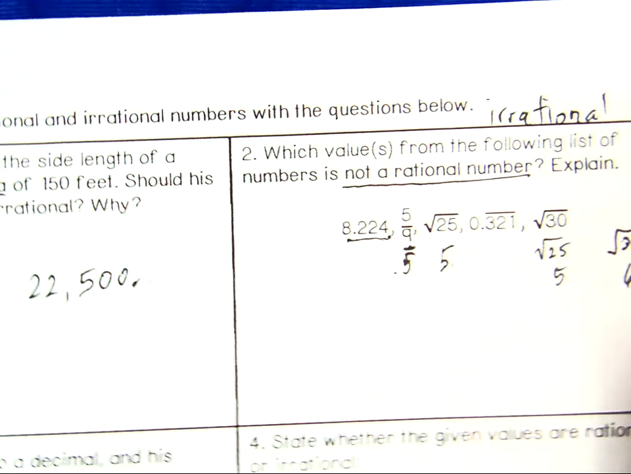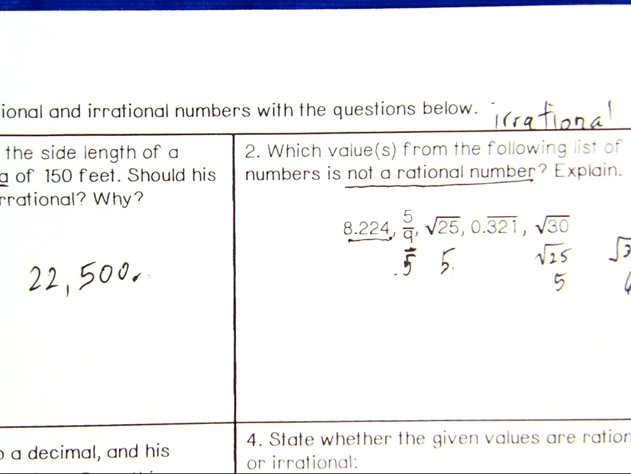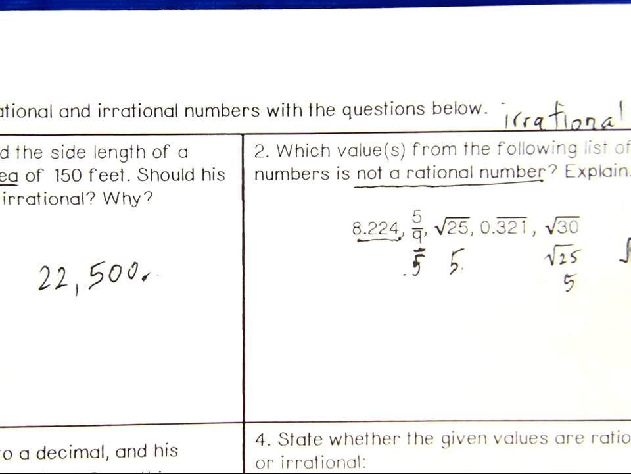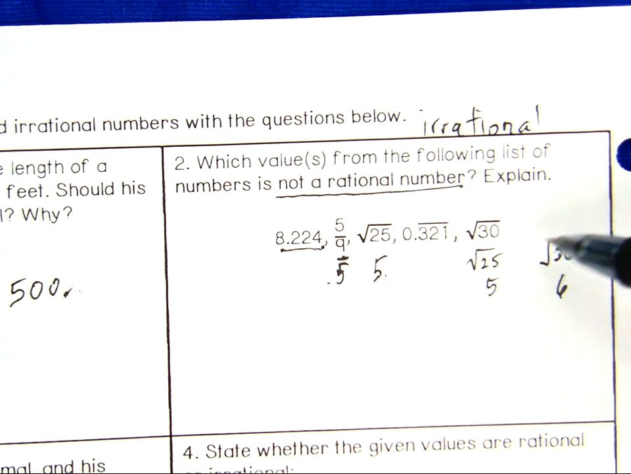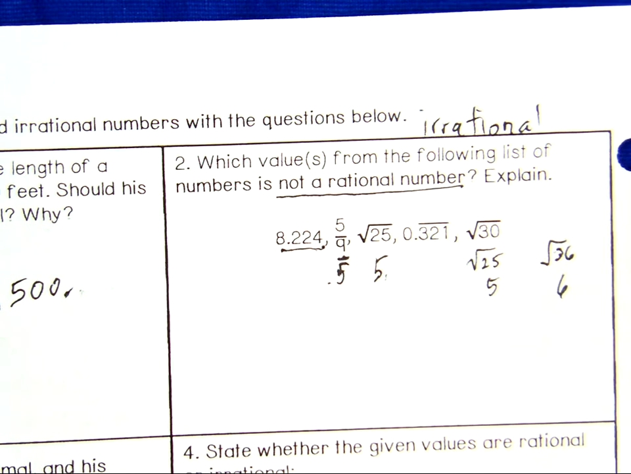All right, so you hear the announcements there. Yeah, so anything between there and there, square root of 26, square root of 27, square root of 28, is going to be irrational. 29, 30, 31, 32, 33. All those square roots in between here will be irrational.